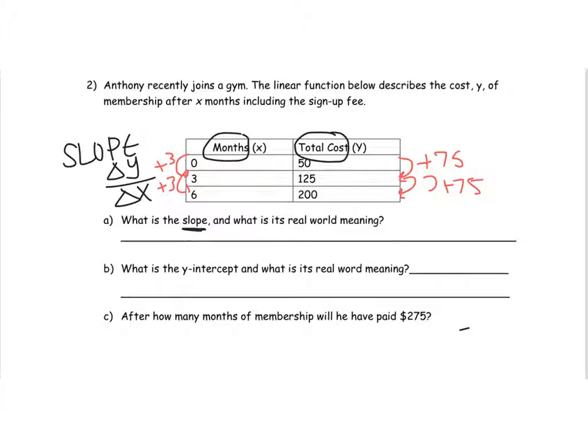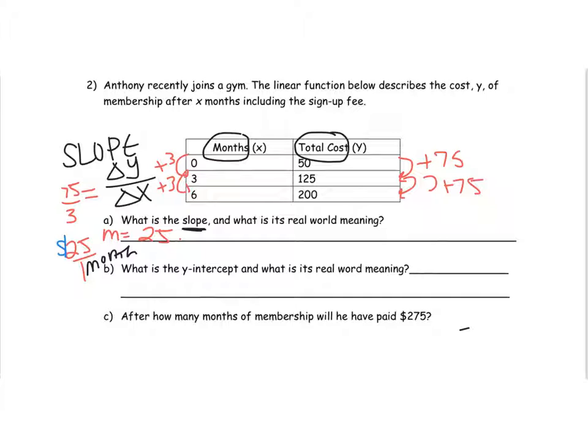Okay, so the change in y over the change in x is going to be 75 over 3, or 25. So m equals 25. Now, when we do this, we can say 25 over 1. Remember, the top is our y. So total cost, that's going to be $25, for 1 time x month.